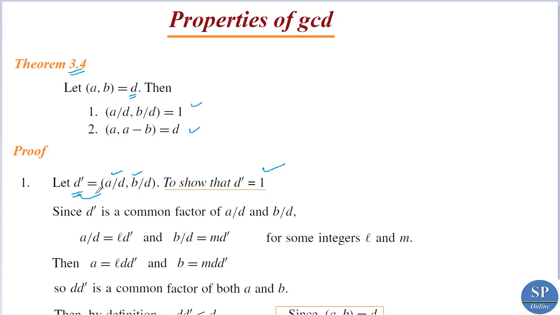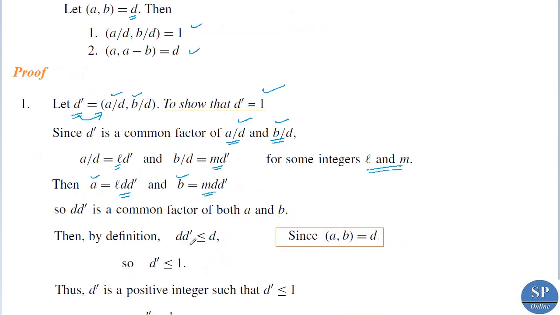Since D dash is a common factor of A by D and B by D, we can write A by D equal to some integer L into D dash, and B by D can be written as some M into D dash, for some integers L and M, because D dash is a common factor of this and this. Therefore, we have A equal to L into D dash and B equal to M into D dash. Therefore, D dash is a common factor of both A and B.